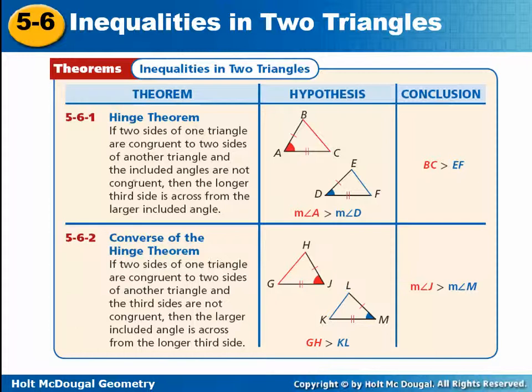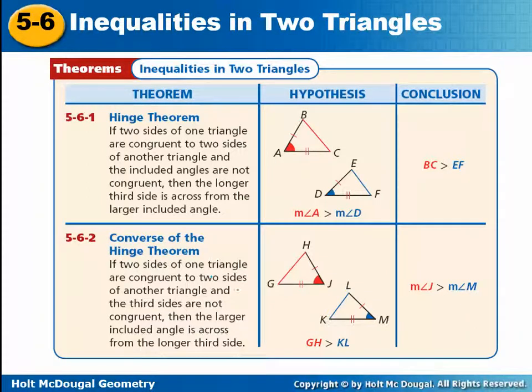Let's look at it. The Hinge theorem says that if two sides of one triangle are congruent to two sides of another triangle, and the included angles are not congruent. So the sides and the sides are congruent, but the angles are not congruent. So it's not side angle side because the angles are not the same. Then the longer third side is across from the longer, bigger angle. So whichever angle is bigger, the side opposite will be bigger as well. So if the measure of angle A is greater than the measure of angle D, then side BC will also be greater than side EF.